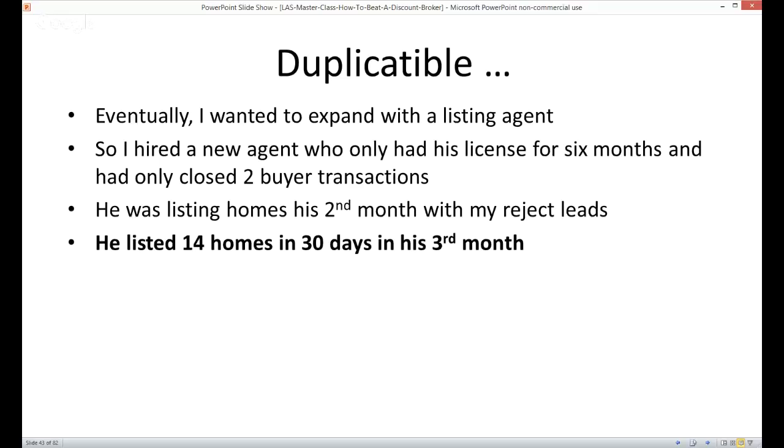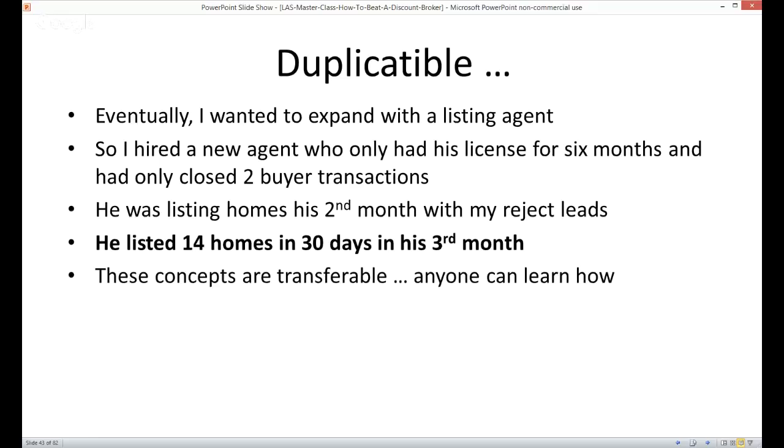I have this guy who hadn't even been in the business less than a year and never taken a listing within 3 months. And I was really slowly teaching him. It's the third month, he lists 14 homes in 30 days. What could you do with your experience and your knowledge base? Now, these concepts, they are transferable, and that's what I'm trying to get across. Anyone can learn how to do it.